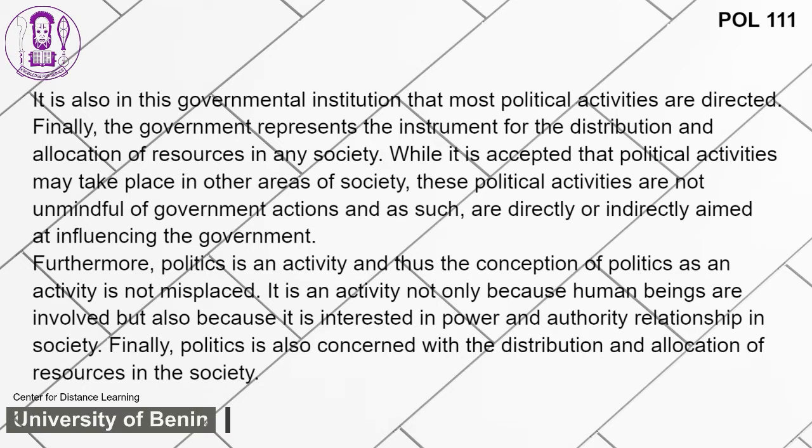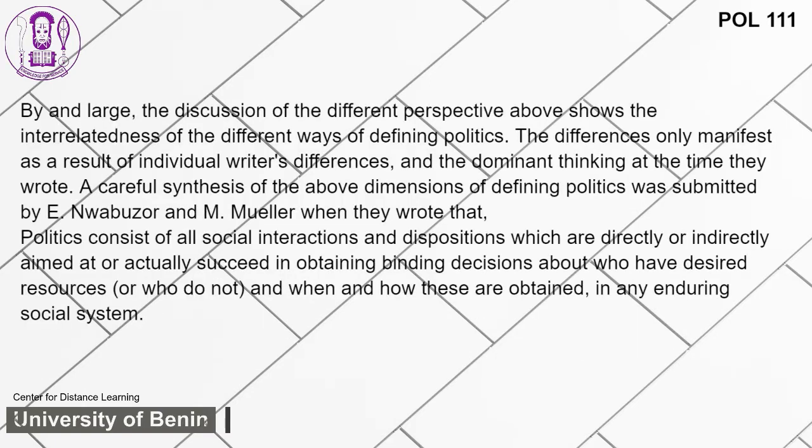Furthermore, politics is an activity and thus the conception of politics as an activity is not misplaced. It is an activity not only because human beings are involved but also because it is interested in power and authority relationships in society. Finally, politics is also concerned with the distribution and allocation of resources in society. By and large, the discussion of the different perspectives above shows the interrelatedness of the different ways of defining politics.